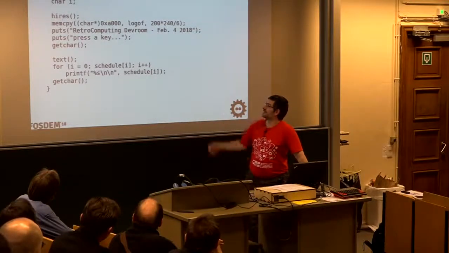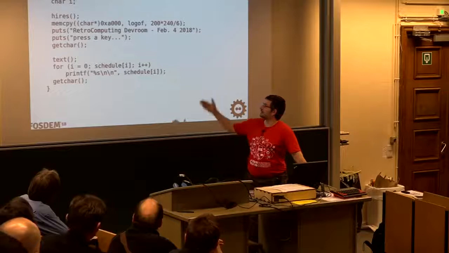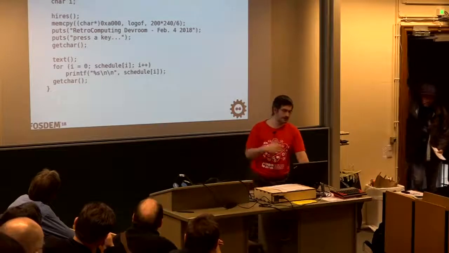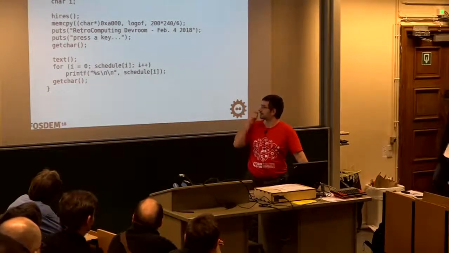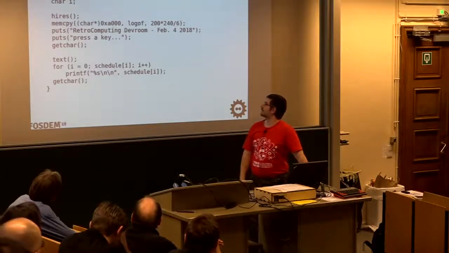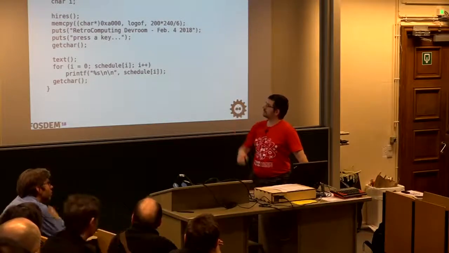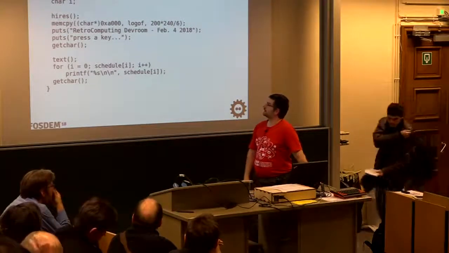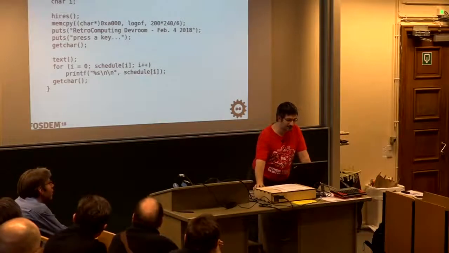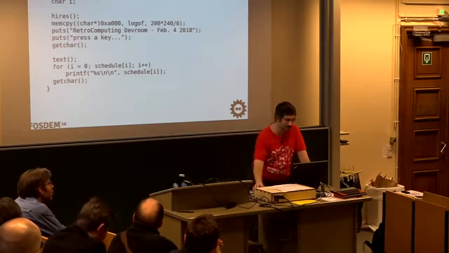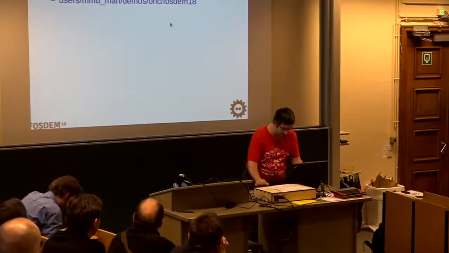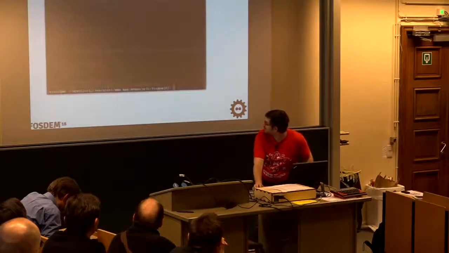So here we just have a simple function which sets up the graphics mode, then copies the logo. It should be possible to compact it and compress it on the fly, but it wasn't large enough to require it. So I just blit it to the frame buffer and then put a little text. And then we wait for a key press, and then we throw the whole dev room schedule there. So here we are.